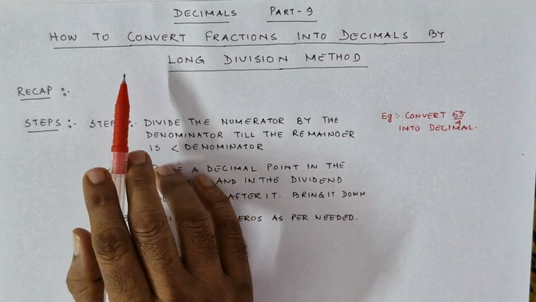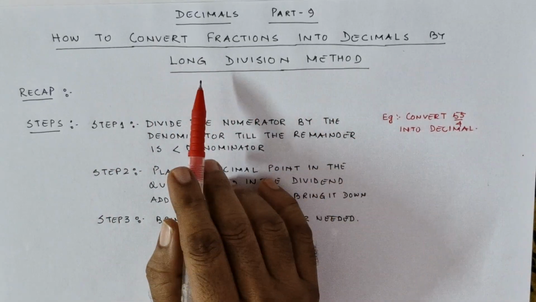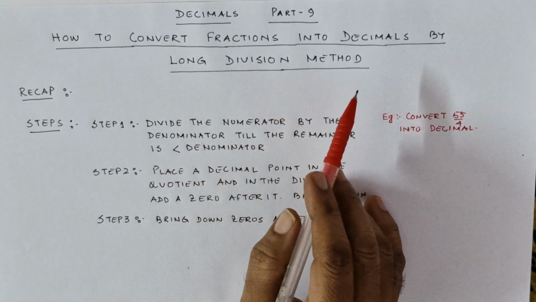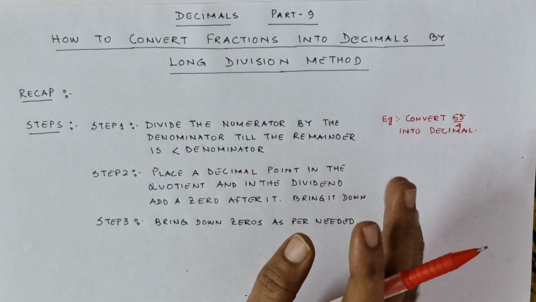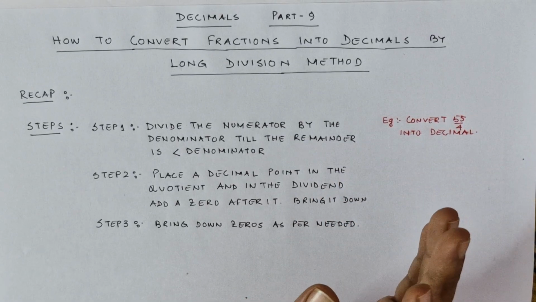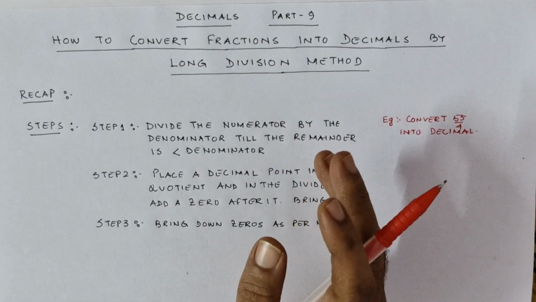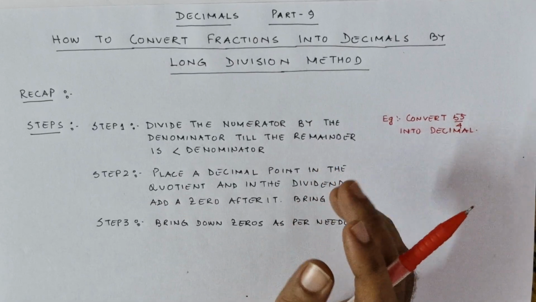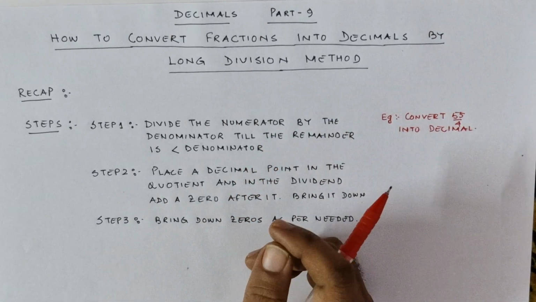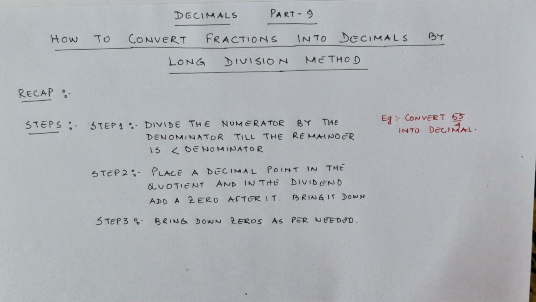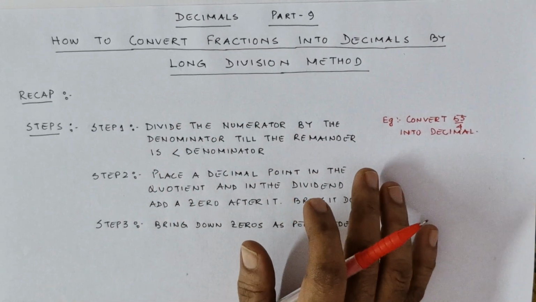Now, today's topic is how to convert fractions into decimals by the long division method. In the last class, we converted fractions into decimals where the fractions had denominators like 10, 100, 1000, etc. Today we'll learn a universal method to convert fractions into decimals, that is, the long division method.